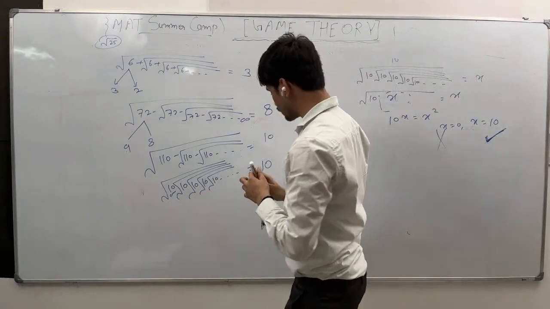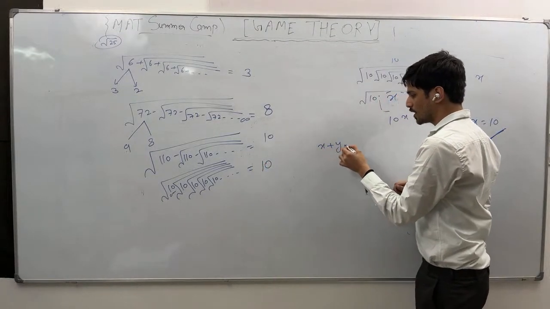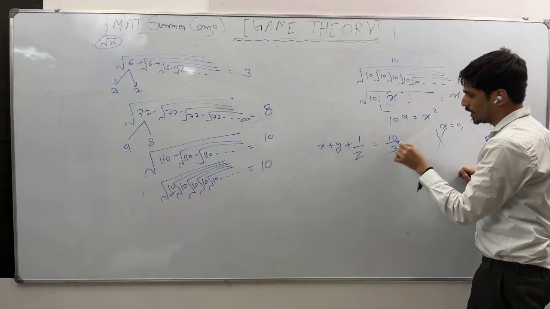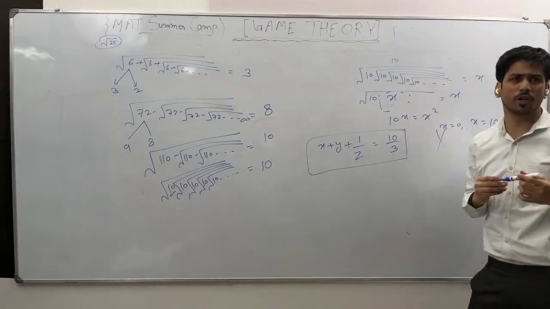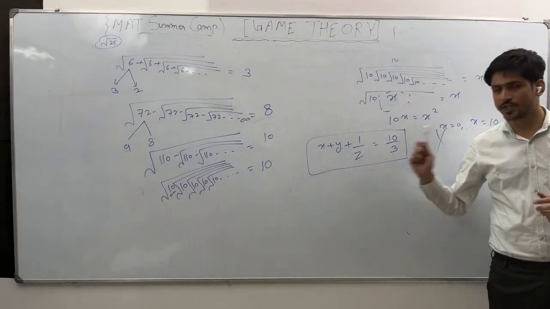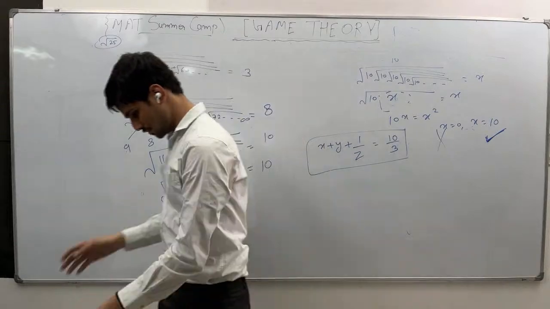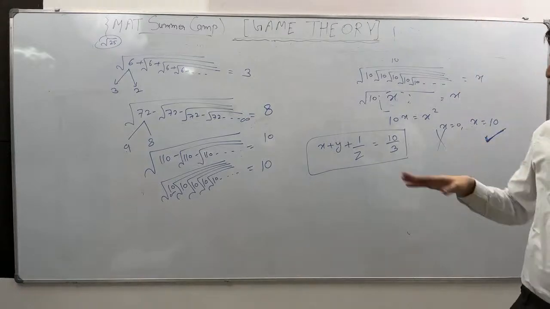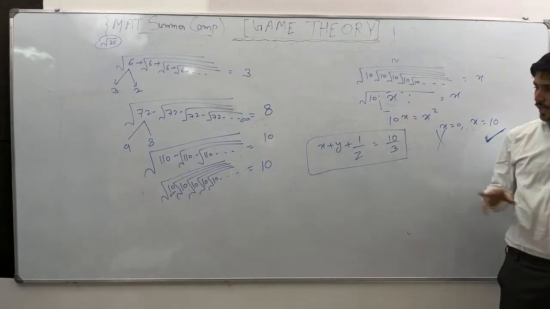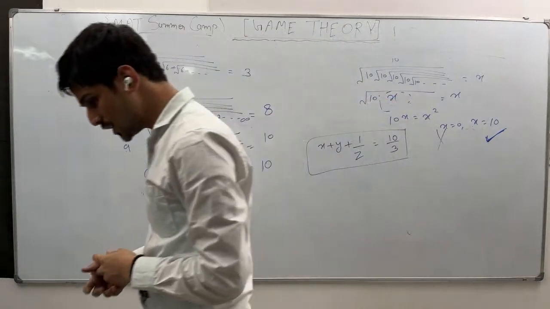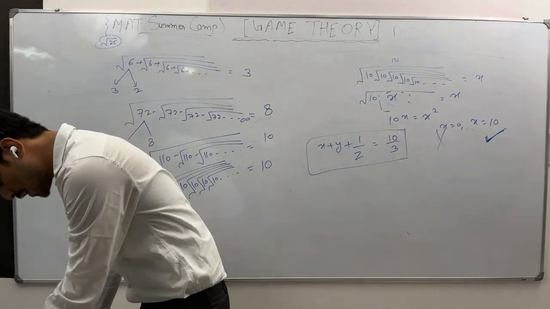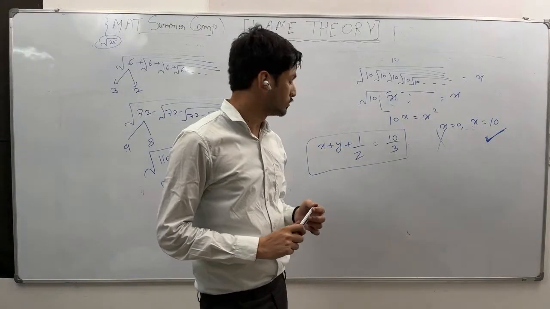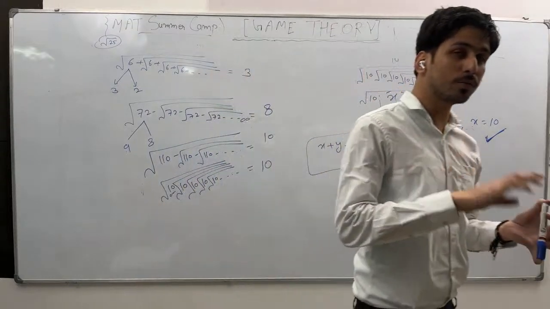Is it clear? Okay, one more problem. Let's say x plus y plus 1 over z equal to 10 over 3, and x, y, and z are natural numbers. What is the value of x, y, and z? Then z equal to 3. Only one solution is possible.